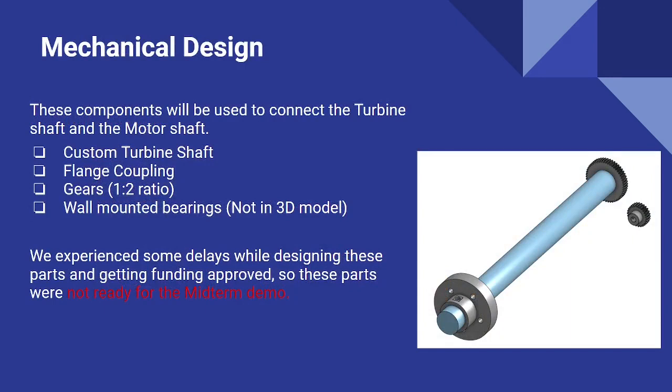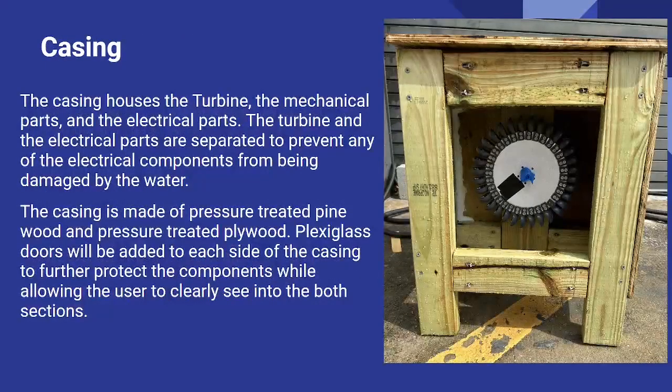There are multiple mechanical parts that will be used to connect the turbine and the motor for power generation. These mechanical parts were not ready for this demo, so we will have to test these parts separately. A waterproofed wooden casing will keep the turbine and the electrical parts separate to prevent any potential water damage, and will allow the connection between the turbine and the motor through the mechanical parts.